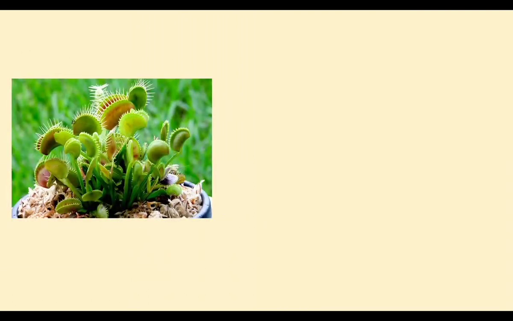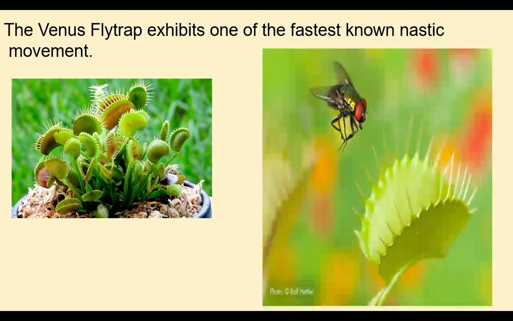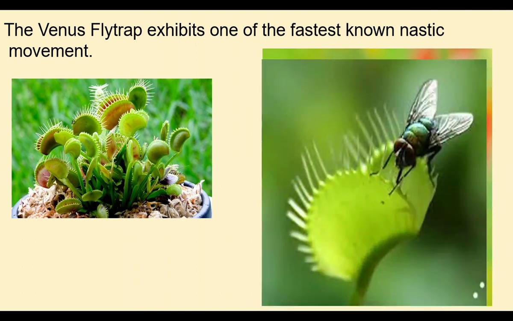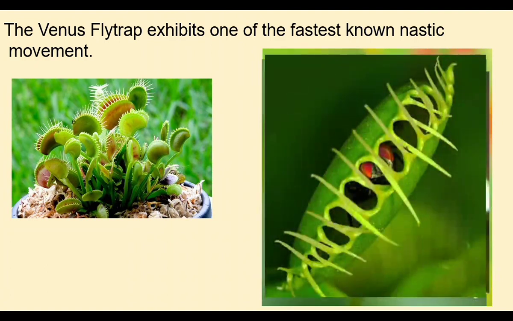It is an insectivorous plant called Venus flytrap. It shows a quick response, the fastest response. An insect is visiting the plant. The insect sits on the leaves. Suddenly the leaves fold to capture the insect. So it is a quick response.